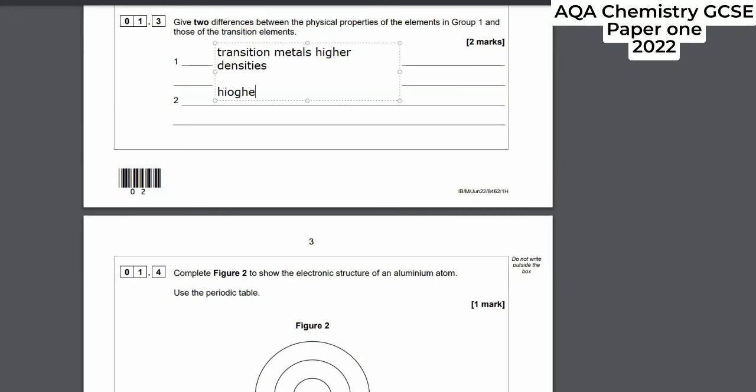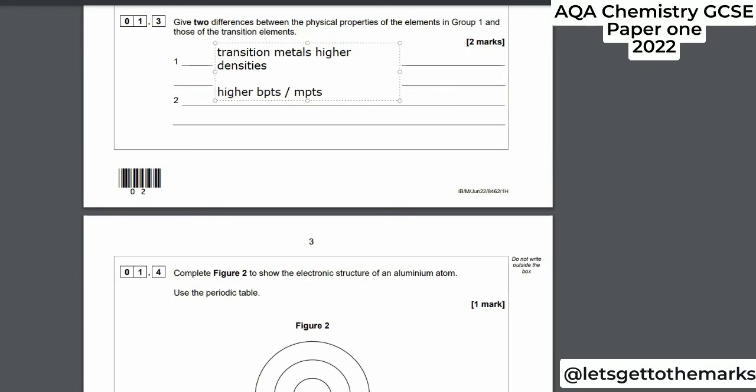Higher boiling points. That's shorthand for boiling points. Melting points, MPTS, shorthand for melting points. Stronger and harder. Now you could say the opposite. You could say group 1 has got lower densities, lower melting and boiling points, and is softer. Okay, let's move on.